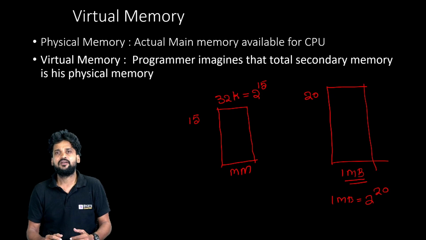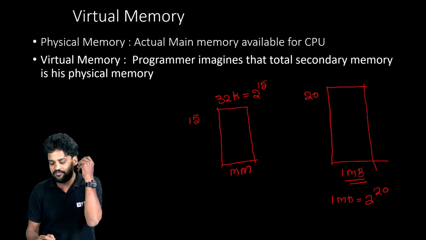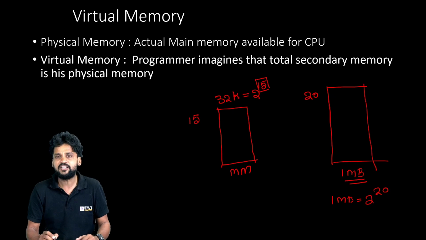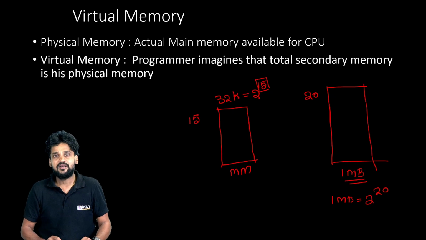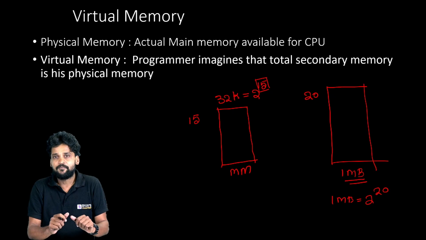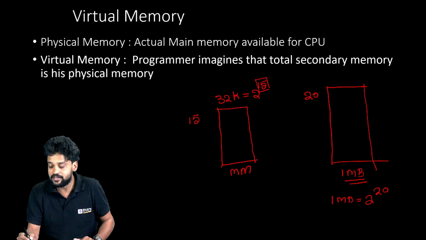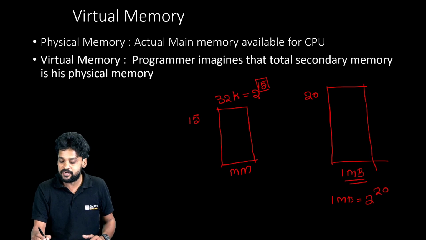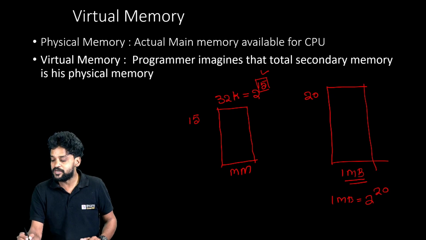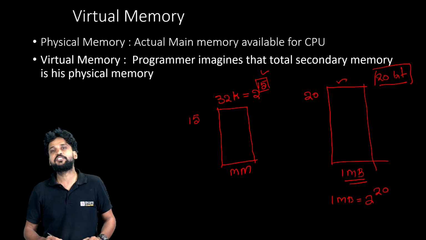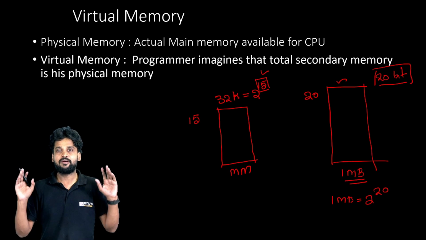Obviously, the CPU uses only the physical address. But in the virtual memory system, the CPU imagines that the total secondary memory is its primary memory. So rather than using a 15-bit address, the CPU uses a 20-bit address, thinking that this is the actual memory at its disposal. This is all about the virtual memory concept.